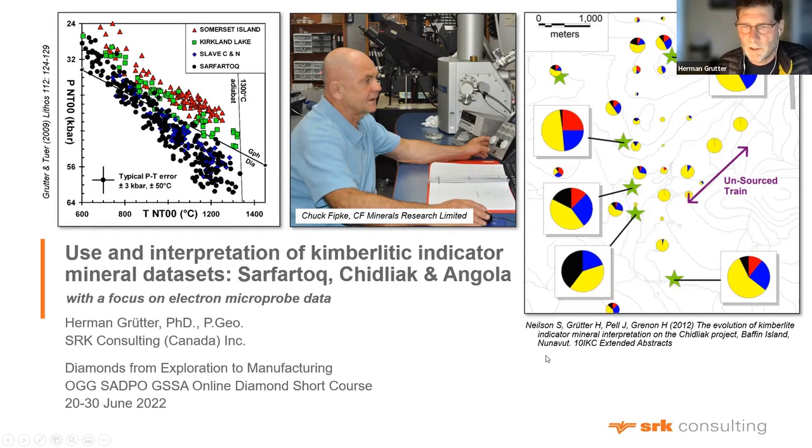And the right-hand diagram over here, this is a map plot of the Chidliak province, with interpretations in terms of little pie diagrams, I call them beach balls, and we'll look at that from Chidliak. So the question is, what is Chuck Fipke doing in the middle of this diagram over here? The reason Chuck Fipke features is because of the background in this image.